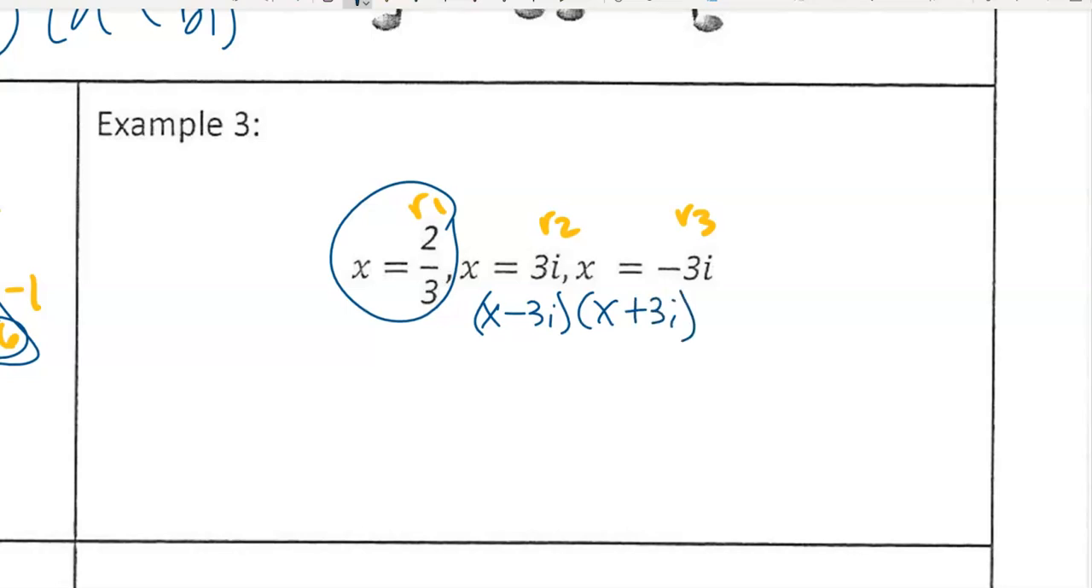So when one of your roots is a fraction, this is a special case. So let's make a little note over here. When a root is a fraction, we treat it differently.